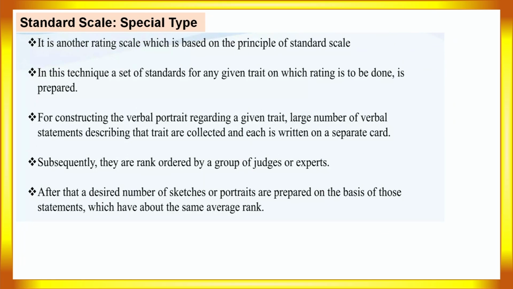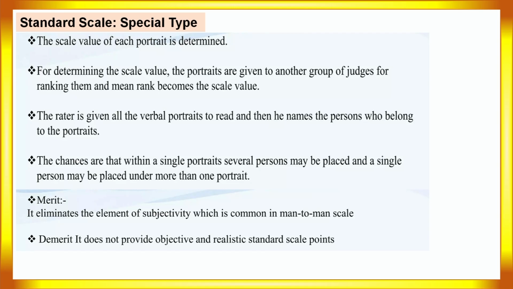Another type of standard scale is the portrait matching scale. In the portrait matching scale, generally a number of verbal portraits are represented by a number of statements. These statements, which represent a particular trait, are collected and written on separate cards. These cards are rank ordered by experts. After that, a desired number of sketches or portraits are prepared on the basis of the rank-ordered statements, and those with similar rank are put into the same category. Then the scale value of each portrait is determined. These portraits are given to another group of judges to rank them, and based on the ranks, after you convert them to numerical quantities, you get the scale value of the cards.